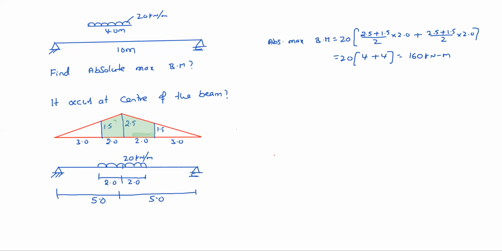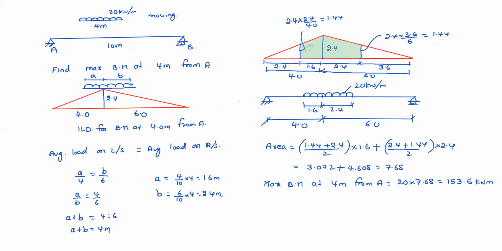So for UDL, absolute maximum occurs at the center of the beam, whereas at a given section the load should be split into the span ratios, left side span and right side span ratios. We need to split here 4:6. That 4 meters should be split into 4:6 ratio, and that 1.6 should be kept at left side and 2.4 should be kept at the right side to get the maximum bending moment at the required section. Okay.